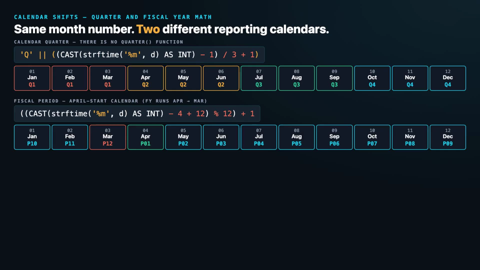Fiscal periods are the same idea with two changes. Subtract the fiscal start month instead of 1, and add 12 modulo 12 to handle the wrap. April becomes period 1. March becomes period 12. Modular arithmetic does the wrap without a case expression. Change the 4 to your fiscal start month, and the formula is reusable for any company.